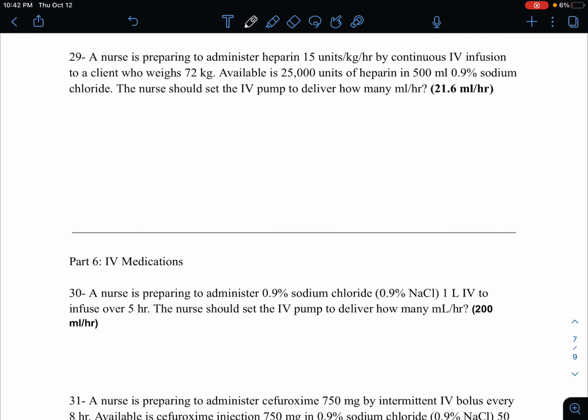Okay, a nurse is preparing to administer 15 units of heparin per kilogram per hour by continuous IV infusion to a client who weighs 72 kilograms. Available is 25,000 units of heparin in 500 milliliters. How many milliliters an hour?